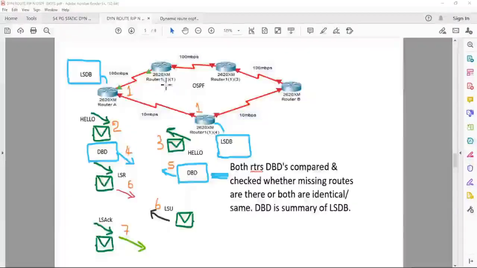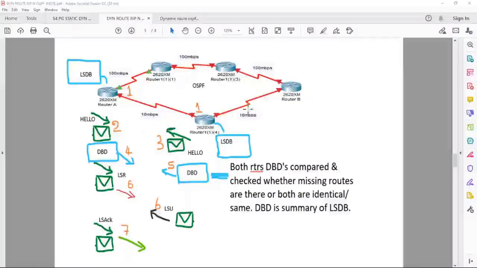In OSPF neighborship formation, routers exchange hello packets every 10 seconds, which is the hello interval. So router 1 will send hello packets every 10 seconds, and router 2 also sends a hello packet every 10 seconds. For example, let's say router 1 sent a hello packet, and now 10 seconds have passed.